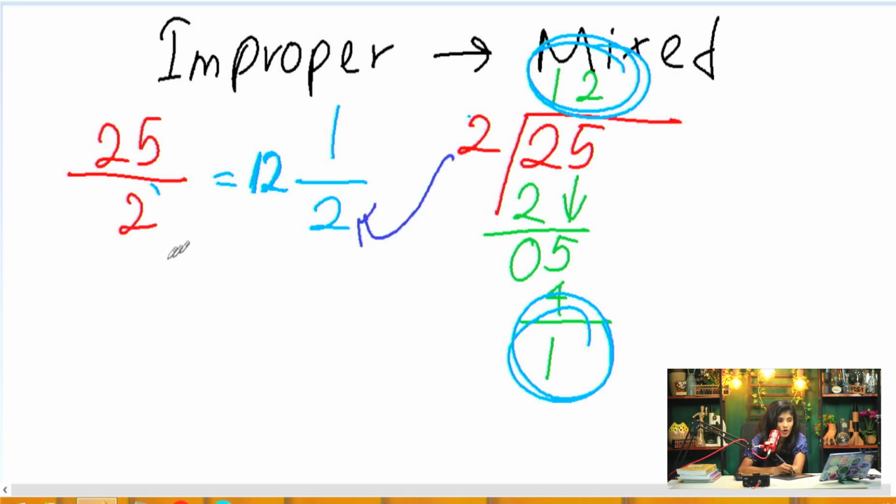Always here 2 and here 2. The same way, the denominator is the same, only the numerator is changing. The remainder goes to the numerator and this whole number goes to the whole number place here. That's it. Another example.